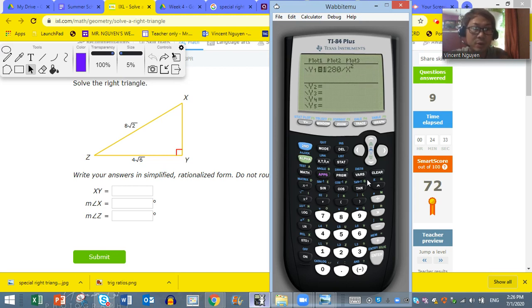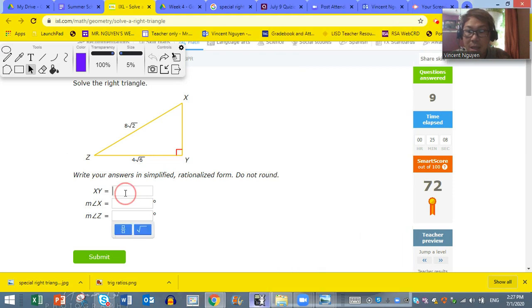You can simplify square root of 32. If you don't know how to do it right off the top of your head, you can go to y equals, type in 32 divided by x squared, actually, because we're looking for perfect squares. And then go to your table, second graph, and then scroll up a little bit because I went down earlier. Scroll up a little bit. Oh, look. 4 root 2. There you go. Always remember, look for the smallest whole value on your y, right? So 4 root 2 is the answer for the short leg. I'm going to go back over here and type in 4 square root 2.